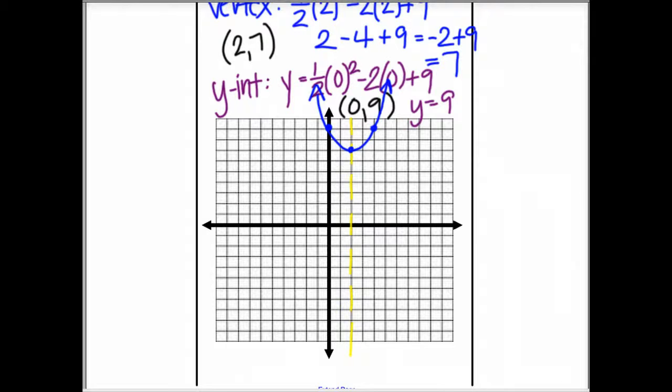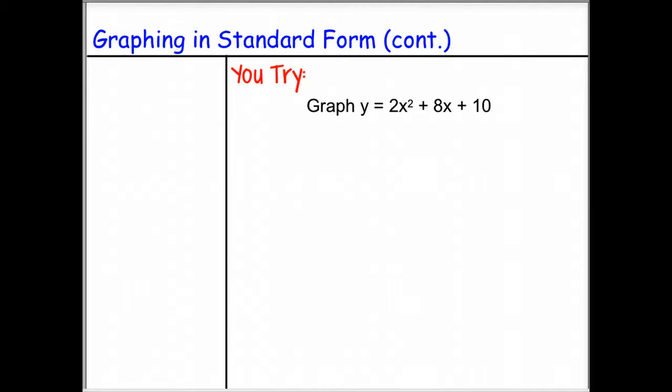Your job now is to go ahead and graph this U-try problem. Bring your questions with you to class tomorrow.